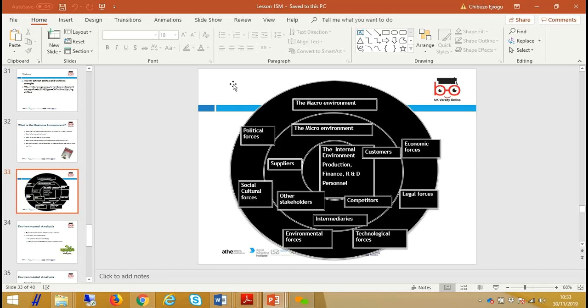So if you think about it as an onion with three layers, in the very center is the internal environment. That's the organization. So things like your method of production, your HR, your employee situation, your financial situation, your research and development situation, things like that. That's the internal environment, right? Just annotate that there.